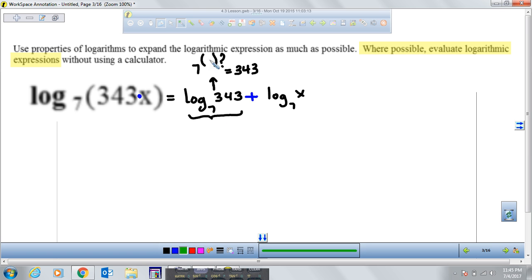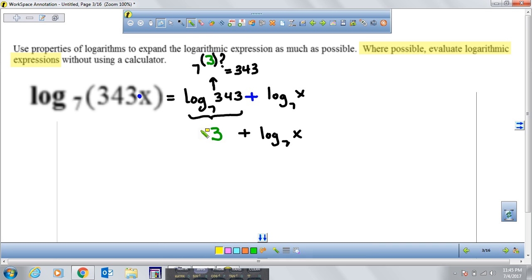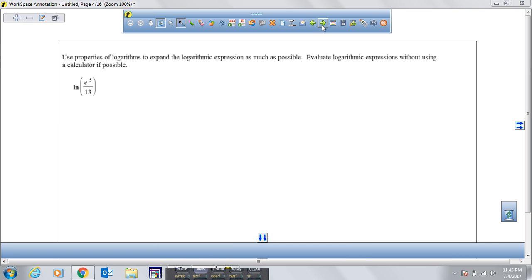Now, 7 to the second power is 49. 7 to the third power, 7 times 7 times 7, is 343. So the value of this log is 3, meaning that the power is 3. So this log is equal to 3. Then 3 plus, and we bring down the second log, which is log base 7 of x. So this is my final result: 3 plus log base 7 of x. Now we're going to continue doing the same thing. We're going to use the properties of logarithms to expand this expression next.